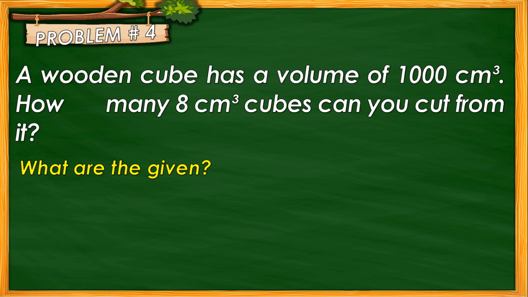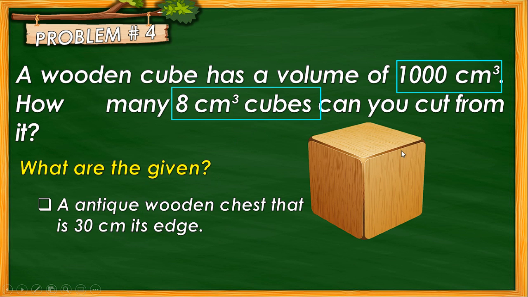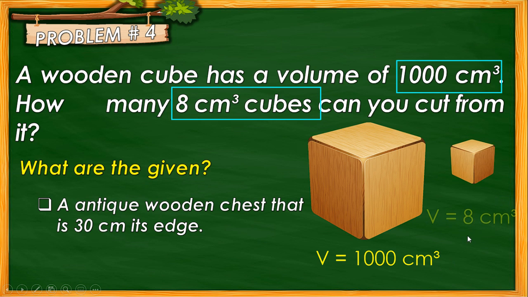So what are the given? The given are 1000 cubic centimeter and 8 cubic centimeters. So this should be the visual illustration. This should be the volume of the 1000 cubic centimeter, and then this should be the volume of 8 cubic centimeter.